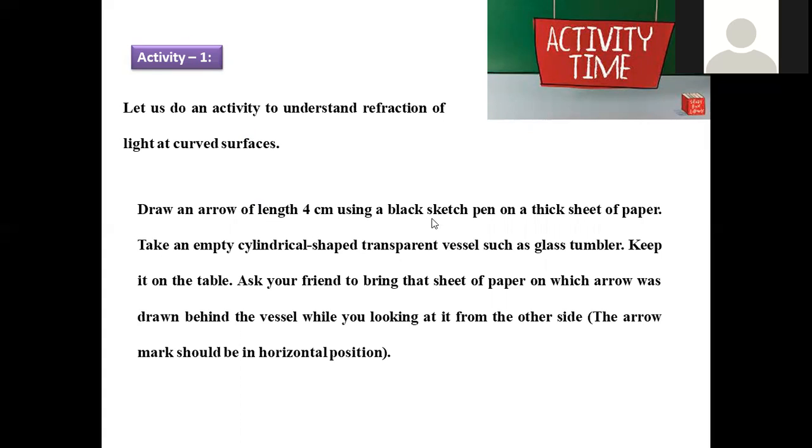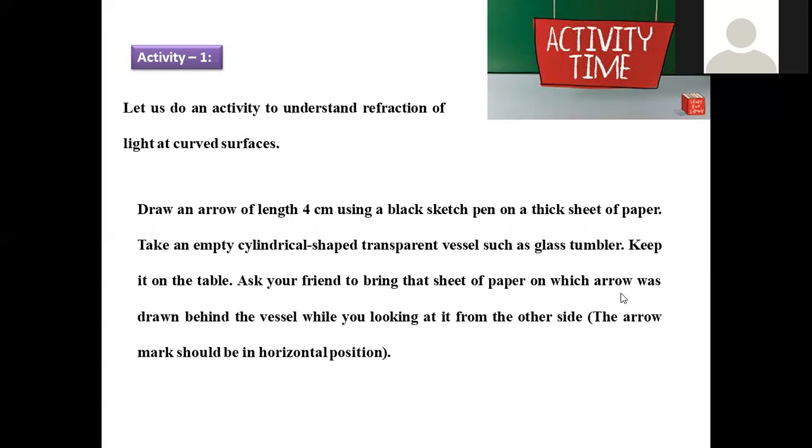A 4 centimeter arrow is drawn with a black sketch pen on plain paper. Then we place a transparent vessel, let us say a glass. An empty water glass is taken, and the arrow is put behind that glass tumbler. We are going to observe, because here the glass tumbler works like a curved surface for us. Now we are going to apply the process called refraction.